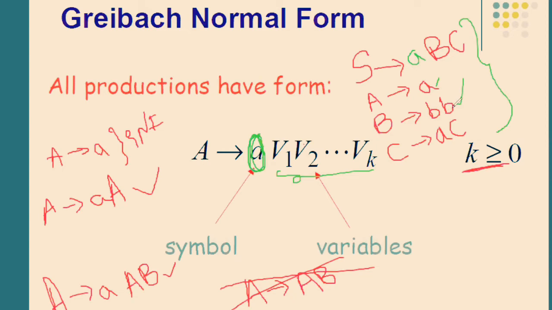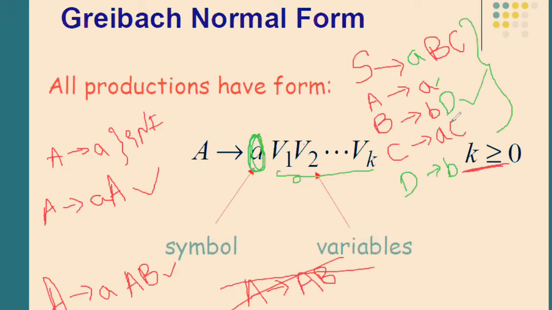How do you convert this to Greibach normal form? I will take a definition, capital D tends to small b. Now what will happen? This b that you have here can be deleted and replaced with capital D. Now this is in Greibach normal form, right?